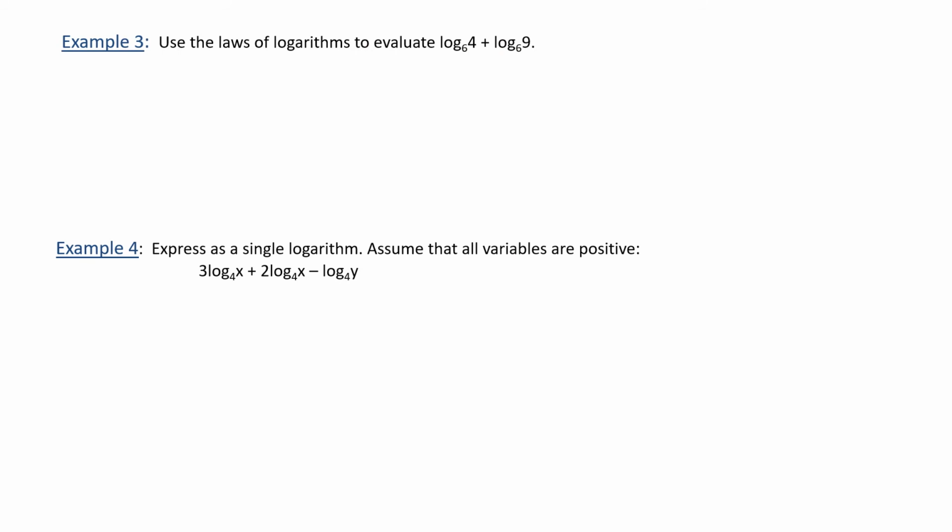Example 3, let's use the laws of logarithms to evaluate this one. You've got to find your law that matches what you see here. You're looking at this question, you're looking at your laws, and you're thinking, okay, this one looks like which one here? It looks like the product law. So let's match things up. My bases are the same, so I can write the base once, log base 6, and my input is going to be 4 times 9.